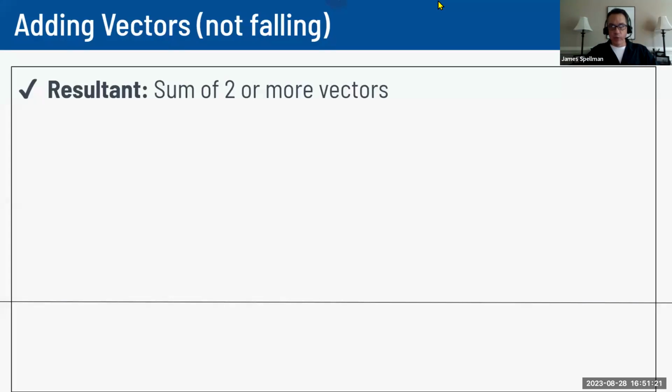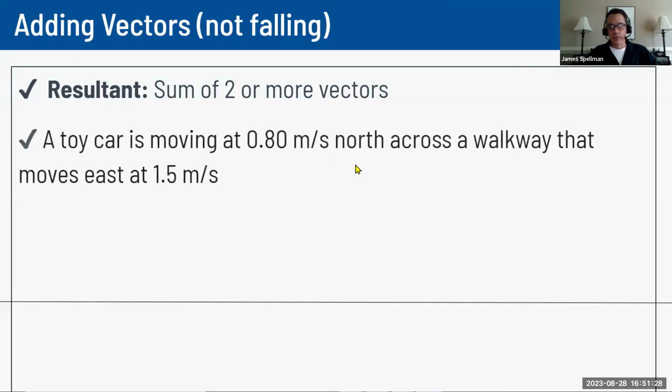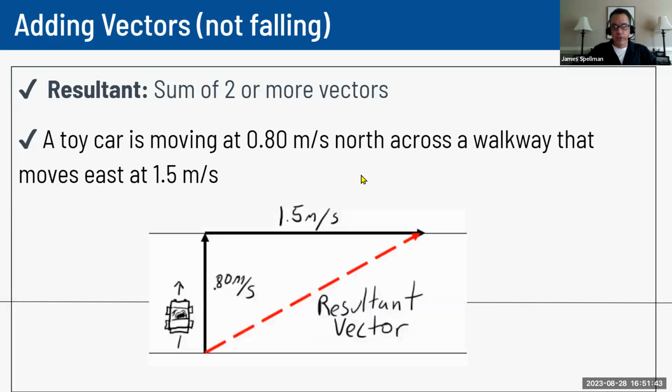The other vocabulary word we had was a resultant. Now, resultant is simply the sum of two or more vectors. Oftentimes, when things are moving, they don't just have one force acting on them. So, for example, if you had a toy car that was moving in a north direction across a walkway, but that walkway was actually moving itself, kind of like you might have at the airport or at the aquarium where you have a moving sidewalk, then as an observer, the car is not really moving north and it's not really moving east. It's actually moving in the northeast.